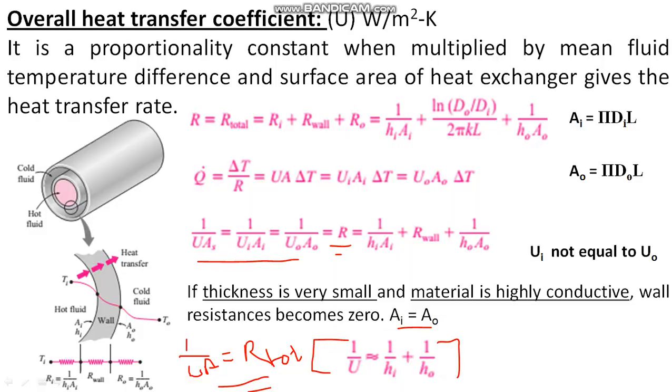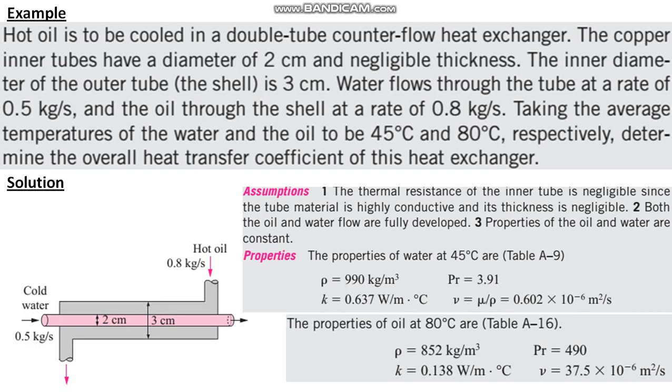Okay, and we can solve a sum on this. Hot oil is to be cooled in a double tube counterflow heat exchanger. Double tube means two pipes will be there. Counterflow means the two fluids flow in opposite directions.